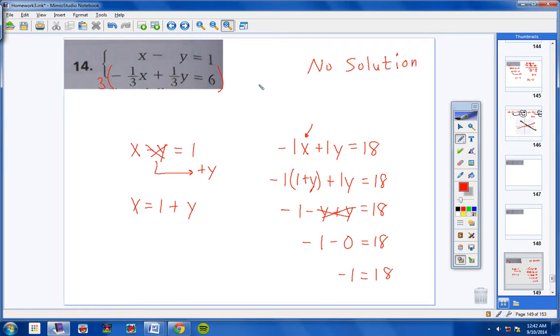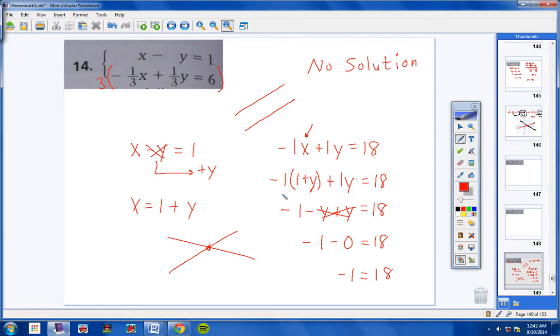Remember, the solution to a linear system is where two lines intersect. So if two lines are parallel, like this, then they'll never intersect. And so if they'll never intersect, then we have no solution. So if we were to graph these two linear equations, you would see these two lines are parallel, and that's why they have no solution. Okay, this was a tough one. I picked this one on purpose just to make you think a little bit.